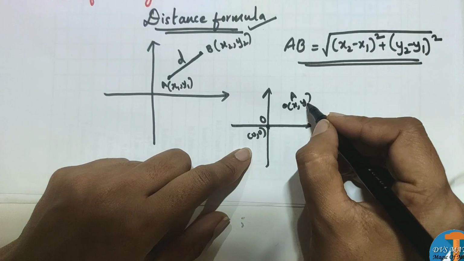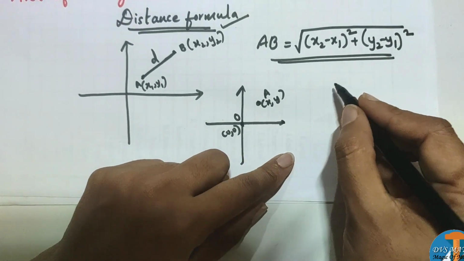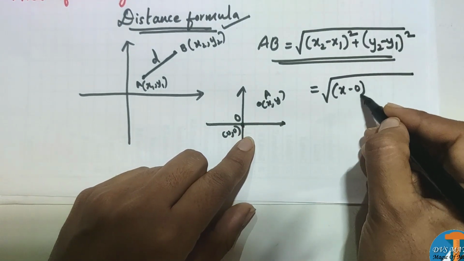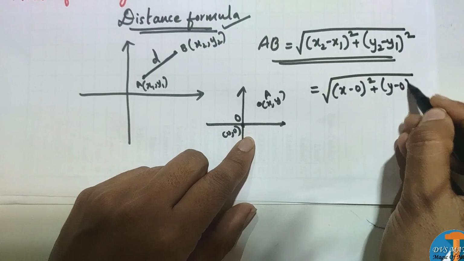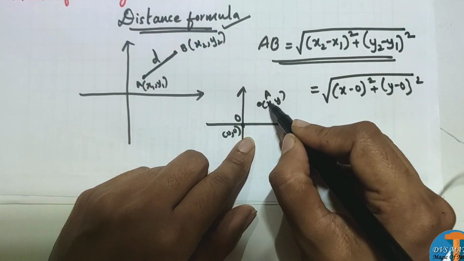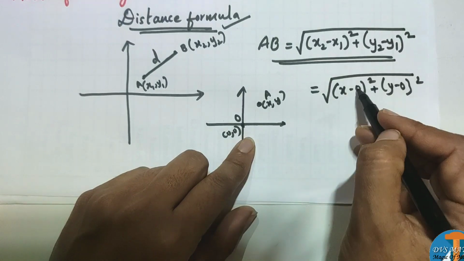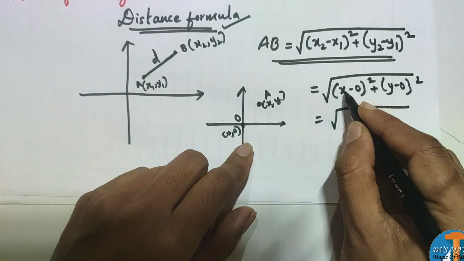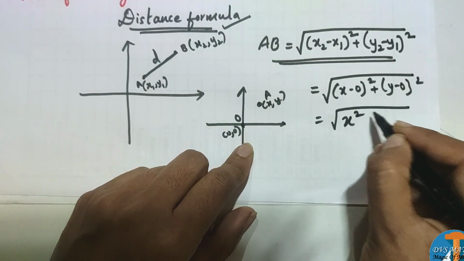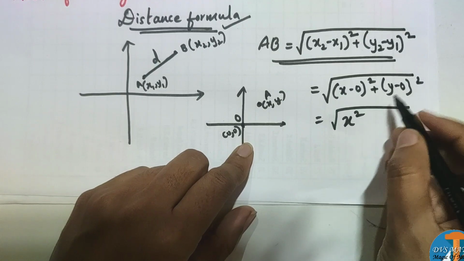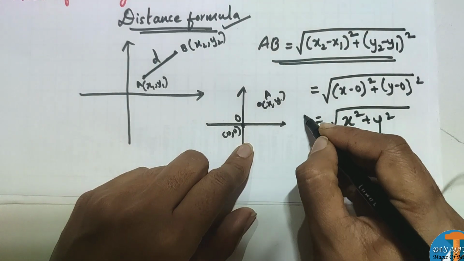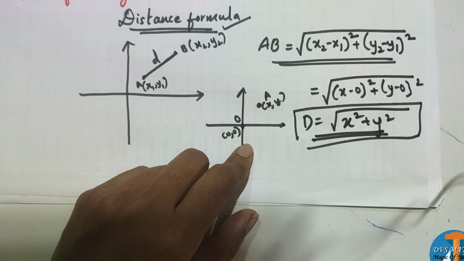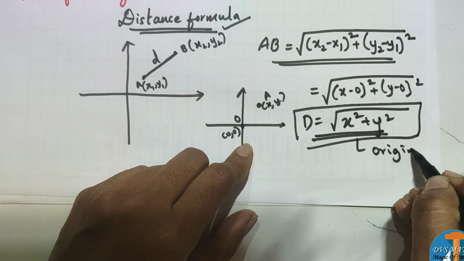And the remaining 1 point, if we consider x comma y, what will be the formula? Again if I substitute in the distance formula, what will be the formula? x minus 0 whole square plus y minus 0 whole square. Look here, x2 minus x1, so x1 is 0. y2 minus y1, so y. So finally what you will get? x minus 0, it is x square. y minus 0, it is y square. So what will be the distance now? If I consider distance, it is square root of x square plus y square when origin is given.